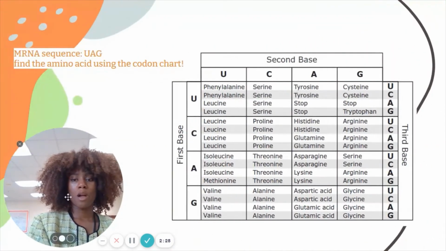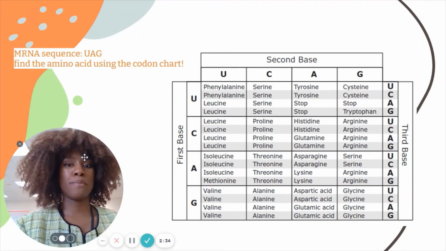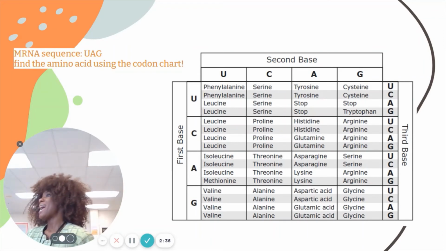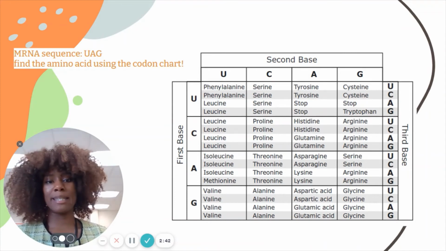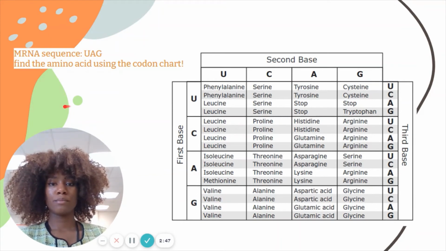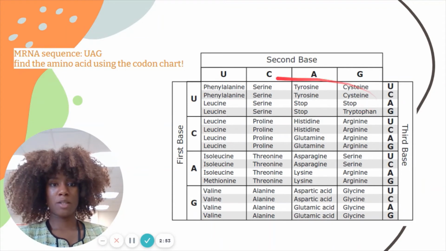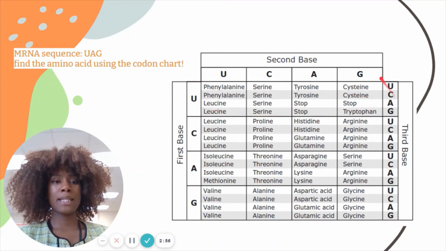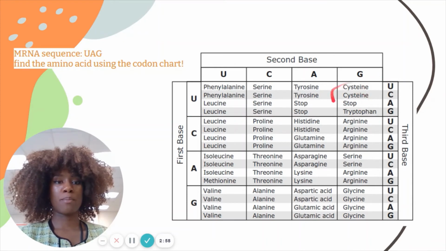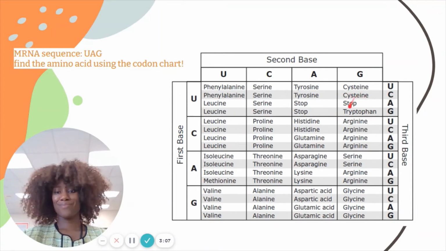Okay. I want you guys now to find out for me. I'm going to make one up: UGC. Y'all will find UGC for me. Okay. First base is U, somewhere in here. Second base is G, somewhere in here. Third base is C. Cysteine. Boom. That simple.